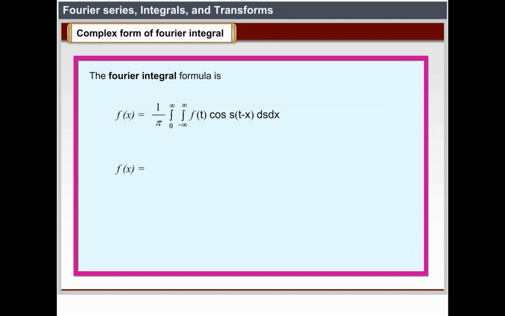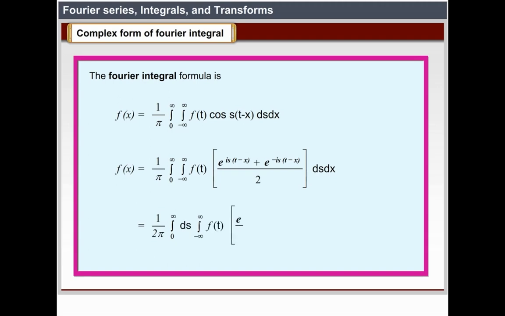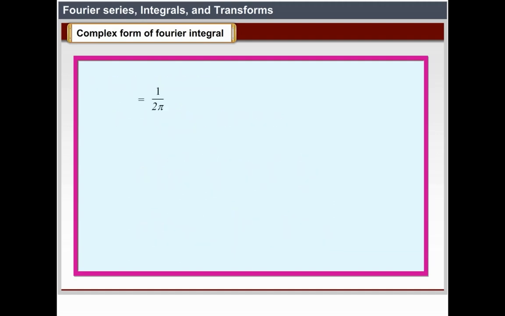f(x) = 1/π ∫ from 0 to ∞ ∫ from −∞ to +∞ f(t) [e^(is(t−x)) + e^(−is(t−x))]/2 dt ds = 1/2π ∫ from 0 to ∞ ds ∫ from −∞ to +∞ f(t) [e^(is(t−x)) + e^(−is(t−x))]/2 dt.